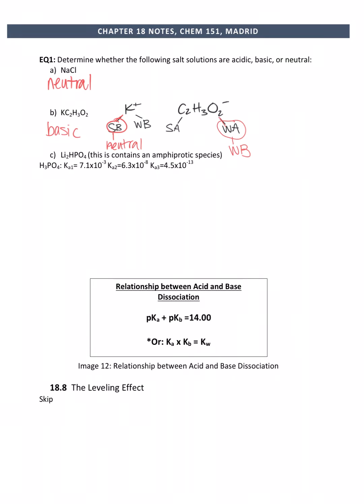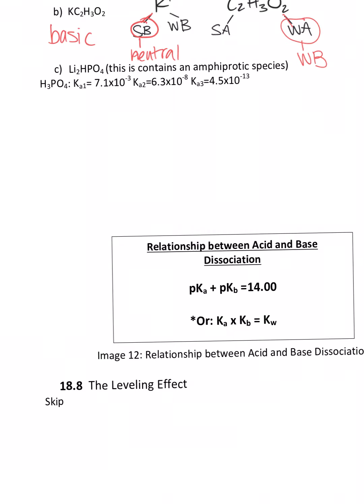Okay, let's move on to part C. Lithium hydrogen phosphate. We want to know whether it yields an acidic, basic, or neutral solution. So we're going to start off with the same method. Let's look at lithium. Does it come from a strong base or a weak base? Lithium comes from lithium hydroxide, which is a strong base. Therefore, lithium itself is neutral. So lithium does not affect the pH of the solution.